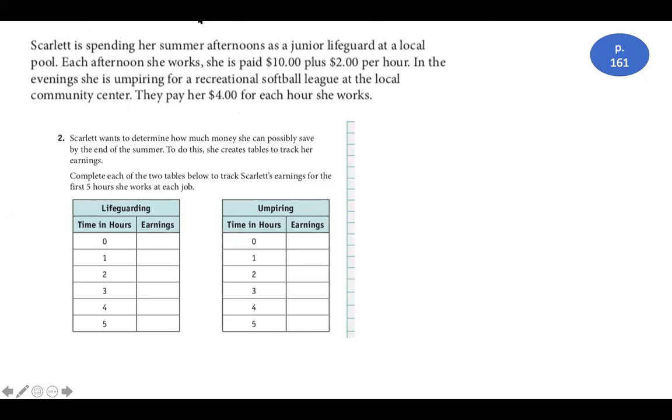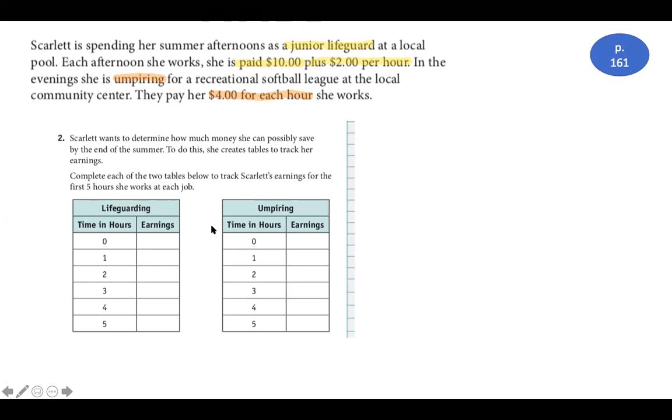So we've got two situations. Let's check them out. We've got the junior lifeguard job. The junior lifeguard job pays $10. For some reason, she gets $10 just for showing up for work. And then she gets an additional $2 per hour. And then we have another job, the umpiring. And for umpiring, she gets $4 for each hour she works, period. There's no extra fee or extra payment in there for anything.